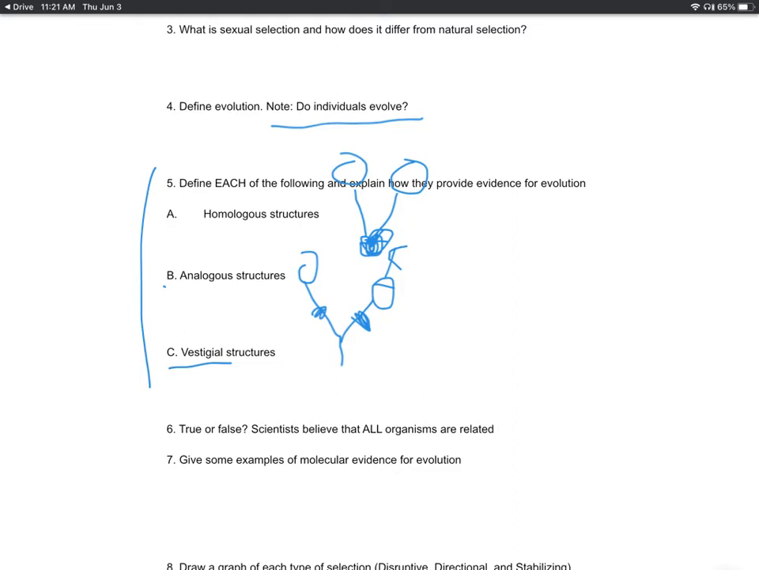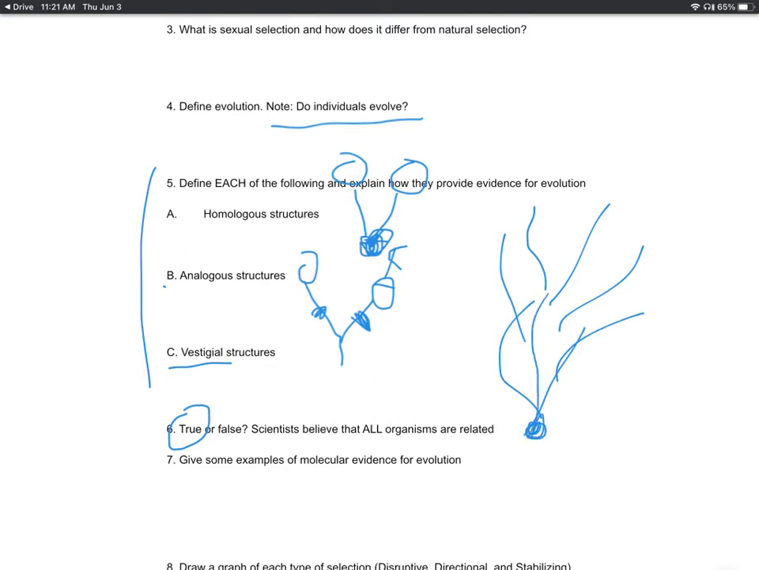True or false, scientists believe all organisms are related. That is true. We believe that if you were to trace the phylogenetic trees down far enough, eventually you would get to kind of the first life that all organisms, if you go back far enough, came from.